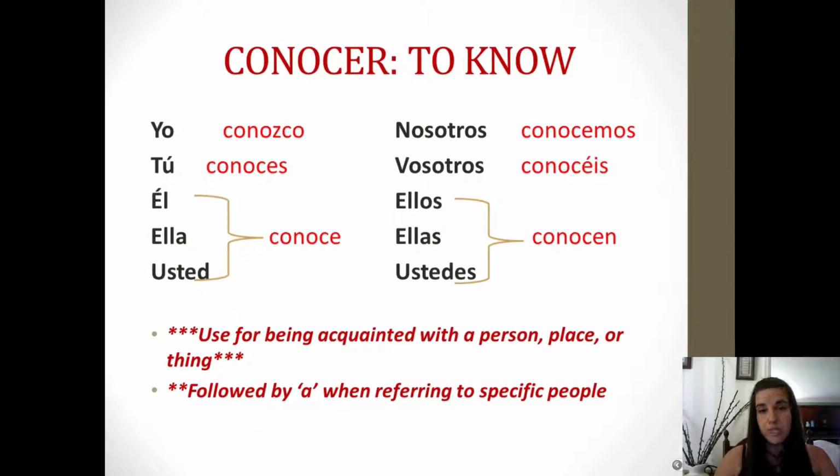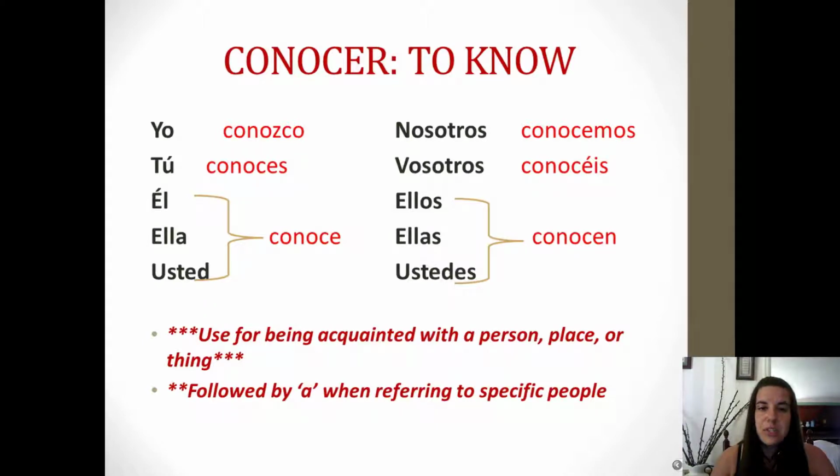Conocer also means to know. It's also irregular in the yo form. Yo conozco. Tú conoces. Él, ella, or usted conoce. Nosotros conocemos. Vosotros conocéis. Ellos, ellas, or ustedes conocen.